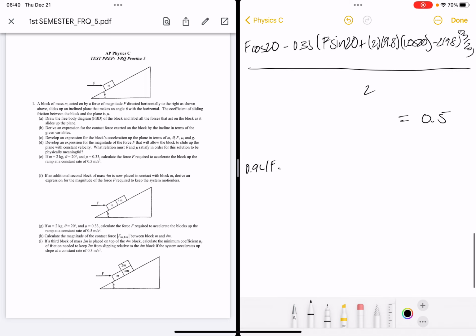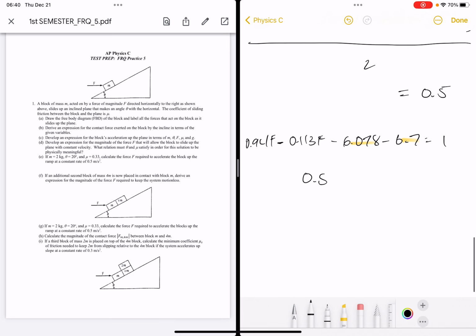0.94 f minus 0.33 f. I'm distributing the 0.33, by the way. Minus is 0.113 f, and then that becomes 6.078, and the other, so this becomes this, and then minus 6.7 equals 1. I just multiply the 2 over to the other side. So I'm going to solve for f, so we get 0.827 f equals 13.778, and f equals 16.66 newtons.